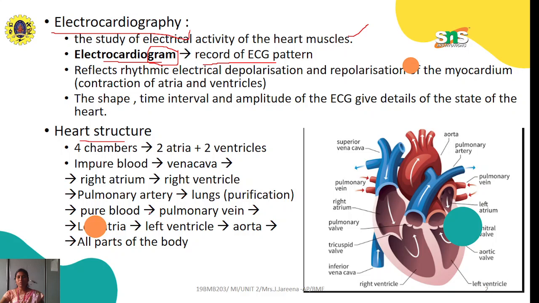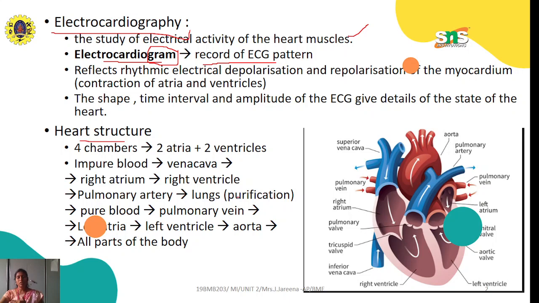If you see the circulation, the impure blood goes to the vena cava. All impure blood from the body goes to the inferior and superior vena cava. Then it goes to the right atrium, then the right ventricle, then to the pulmonary artery. From there it goes to the lungs, where the deoxygenated blood gets purified. This process happens between the alveoli and the blood vessels.